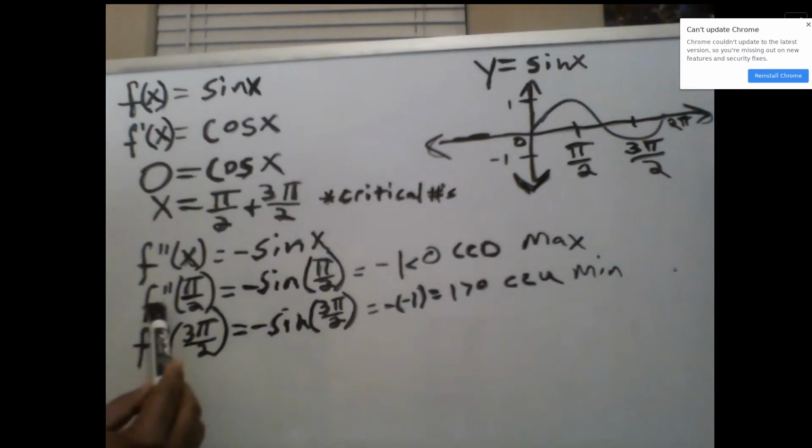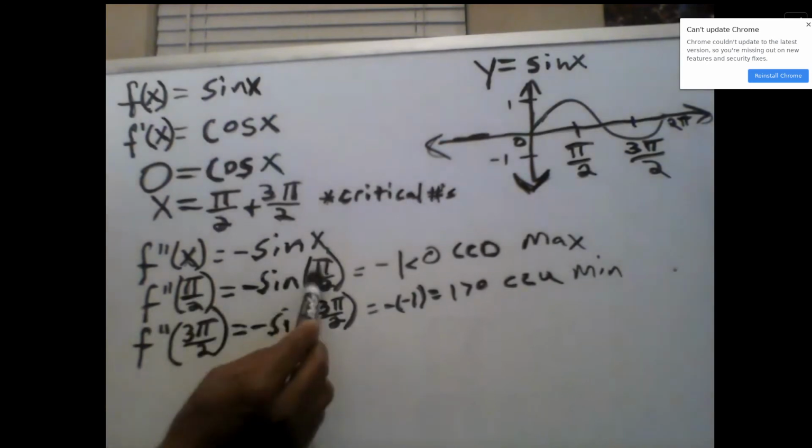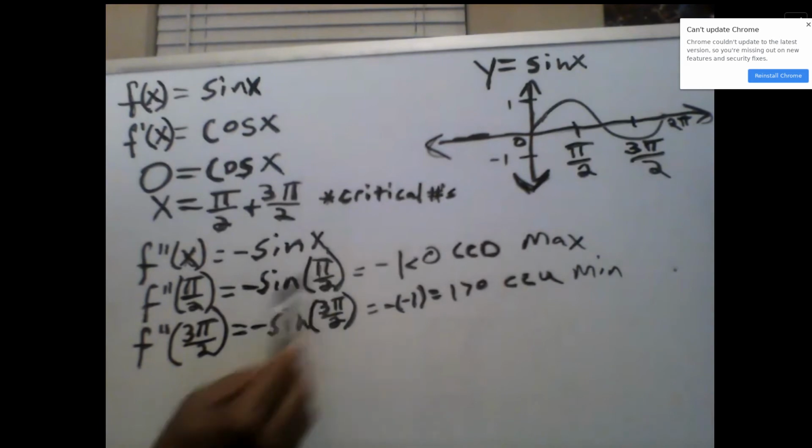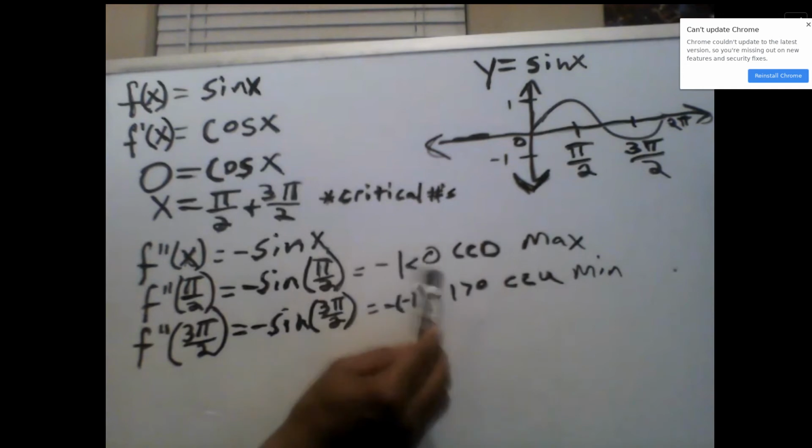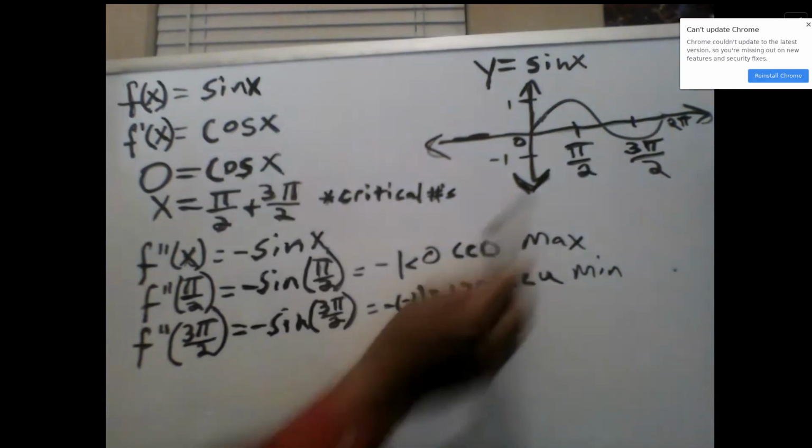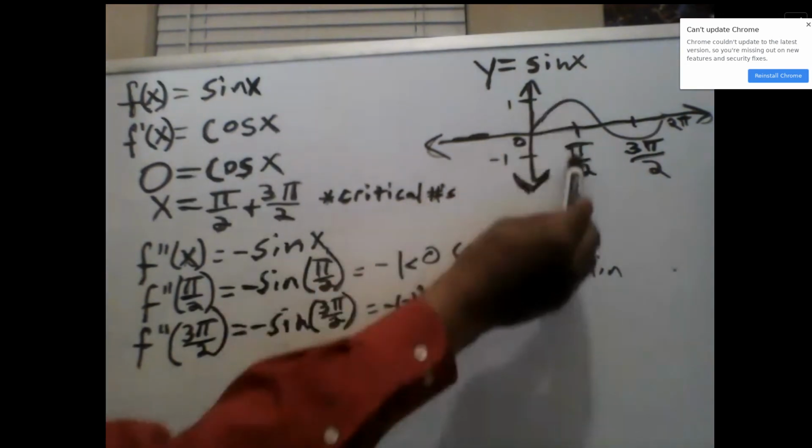And by the second derivative test, we have f prime prime pi over 2 is negative sine pi over 2. Since sine pi over 2 is 1, negative sine pi over 2 is negative 1, which is less than 0, which makes that concave down.